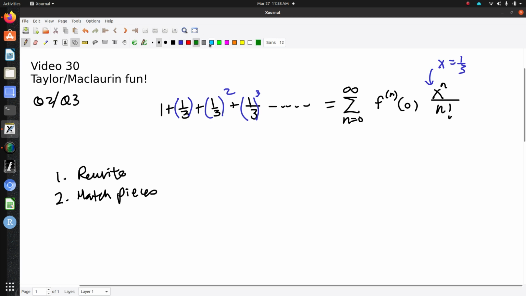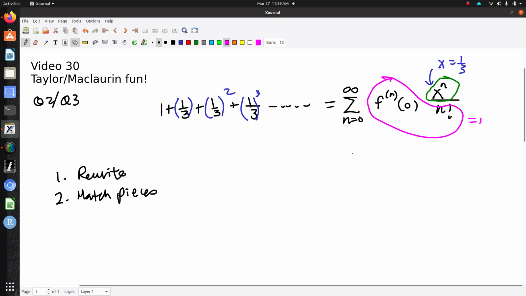Now, what pieces have we taken care of? We've taken care of all that. The x to the n's we've taken care of just by saying x is 1/3. Now, what it's telling us is the rest of this mess has to equal 1 in order to make the pieces match up.